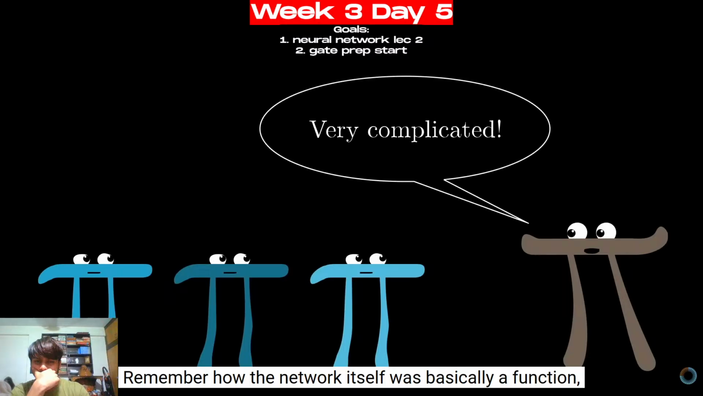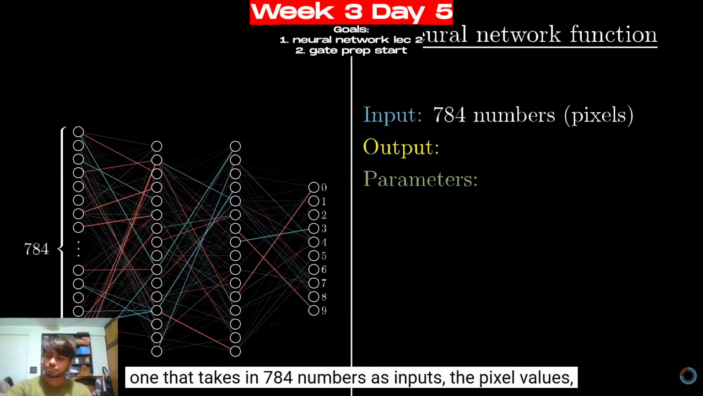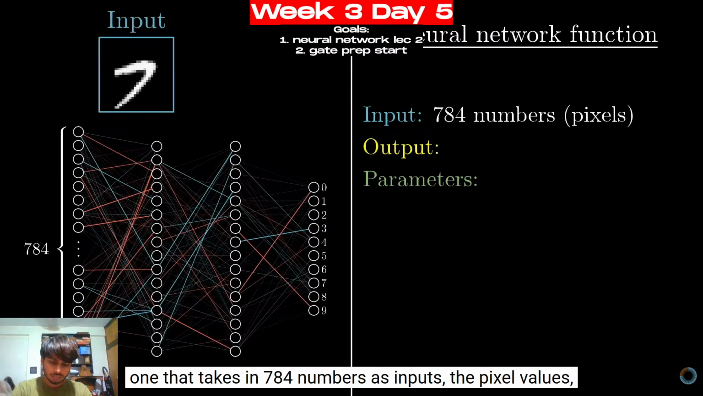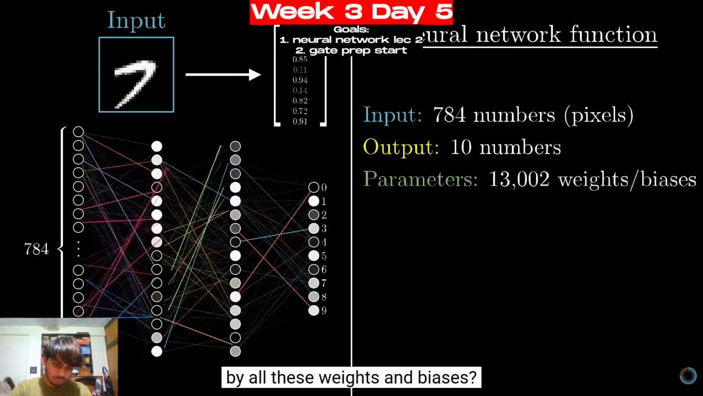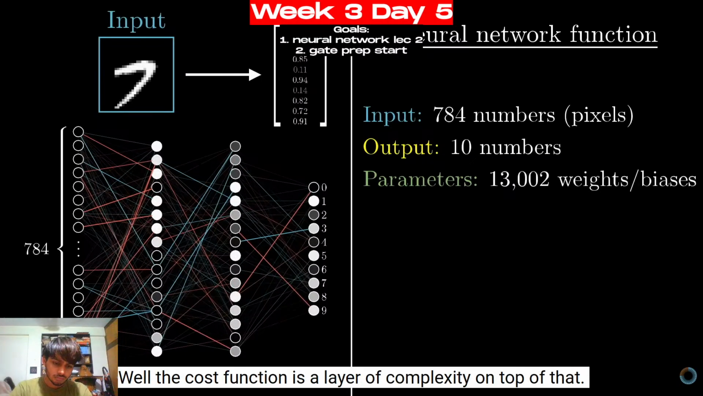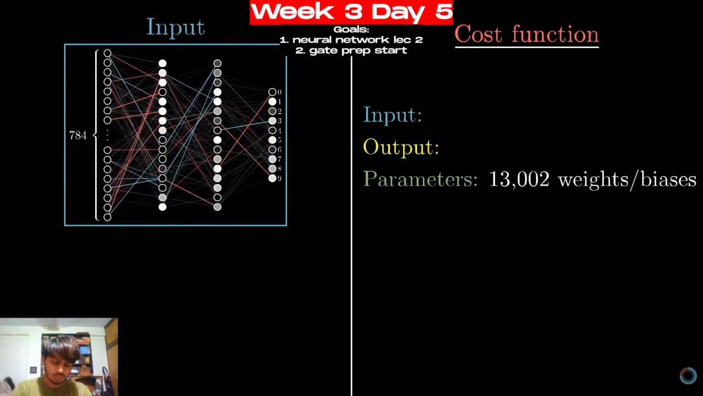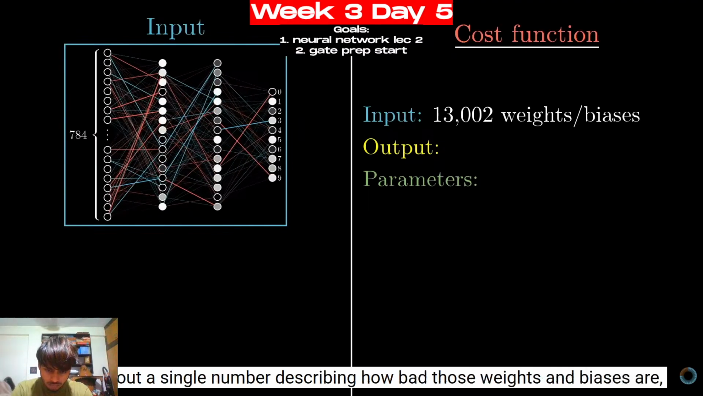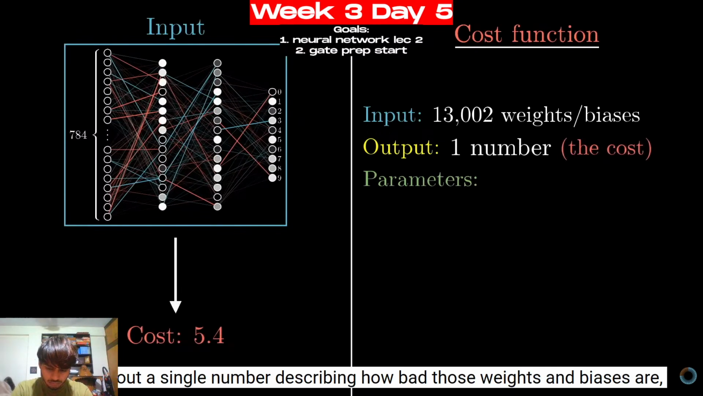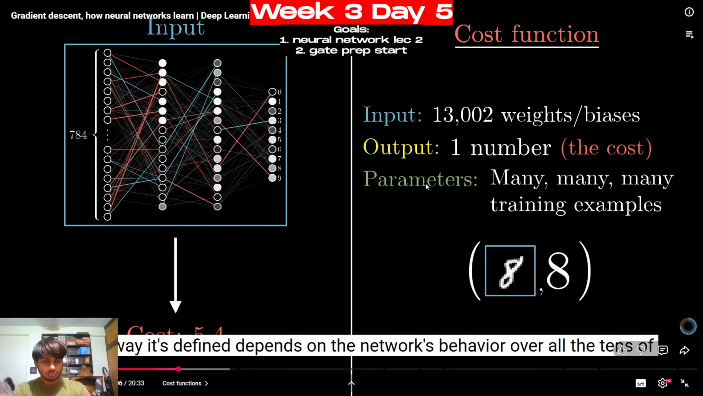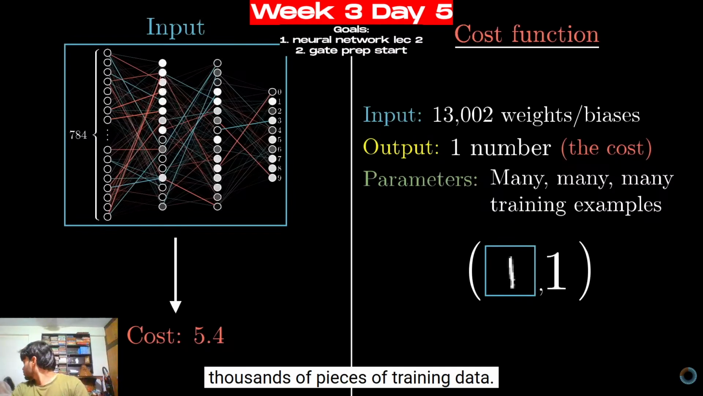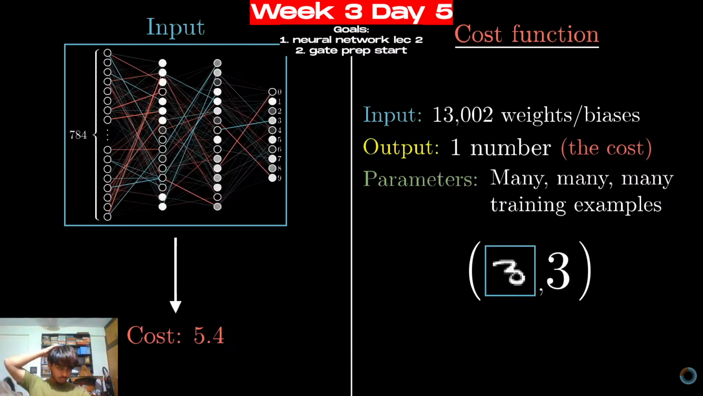Remember how the network itself was basically a function, one that takes in 784 numbers as inputs, the pixel values, and spits out 10 numbers as its output. And in a sense, it's parameterized by all these weights and biases. Well, the cost function is a layer of complexity on top of that. It takes those 13,000 or so weights and biases, and spits out a single number describing how bad those weights and biases are, and the way it's defined depends on the network's behavior over all the tens of thousands of pieces of training data. That's a lot to think about.